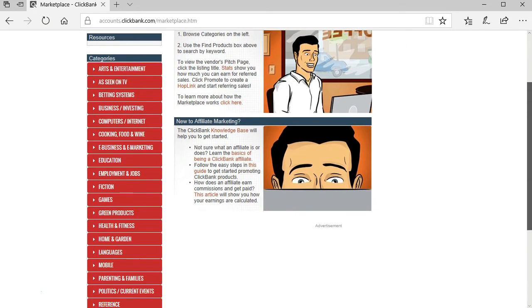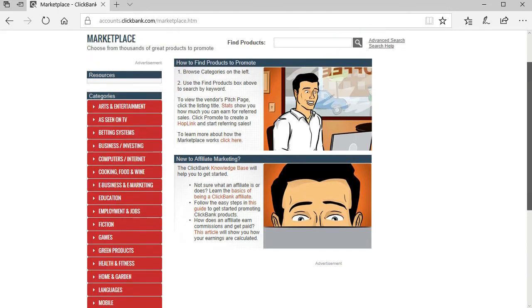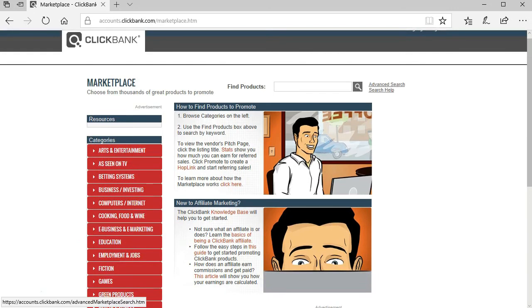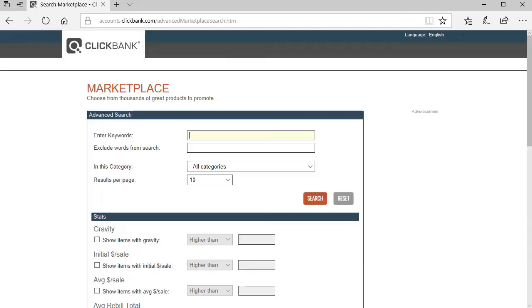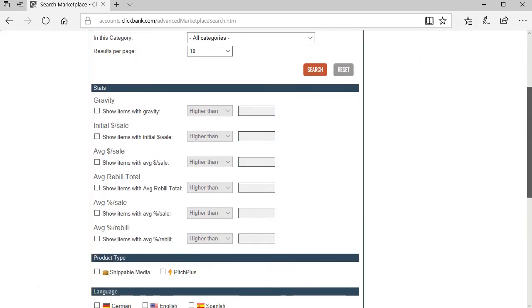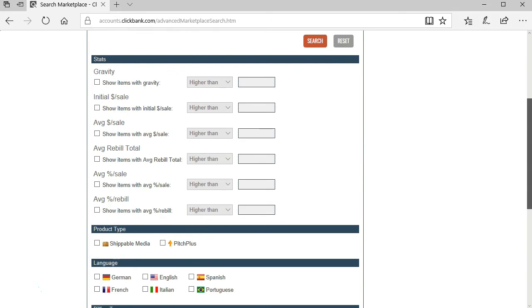How do we figure out whether or not a particular category is hot or not? How do we understand what we're looking at, and how do we make the best decision possible? We go to the upper right-hand corner where it says Advanced Search, and we click on that link. Here we can enter keywords, we can enter exclusion keywords, we can select categories, the number of results per page, and then we have different stats that we can use.